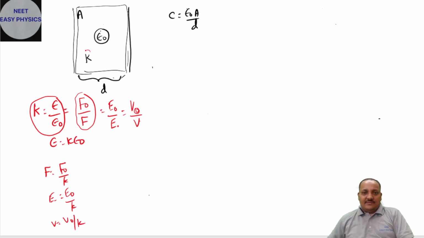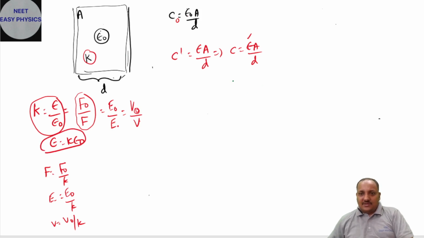Now, if you fill this with a dielectric medium, in place of epsilon naught, C dash is equal to epsilon A by d. Some people will write this one as C naught and this one as C also. C is equal to epsilon A by d, where epsilon is the permittivity of this medium. Now this epsilon we can replace with K epsilon naught. So now C is equal to K epsilon naught A by d.